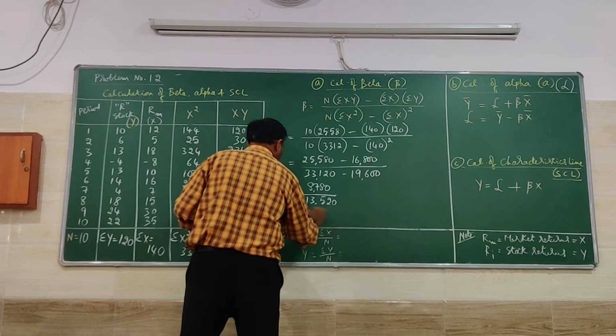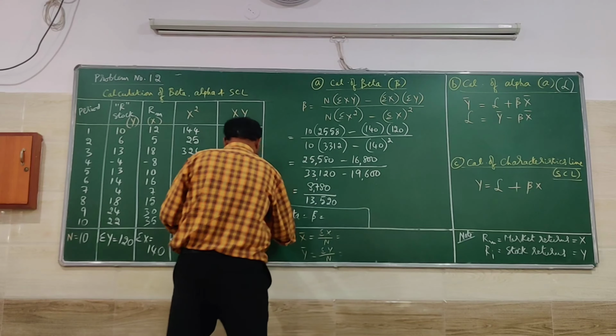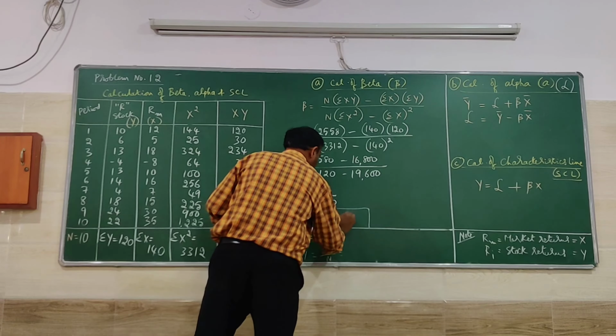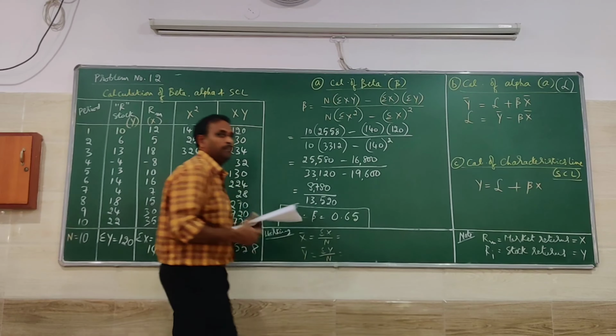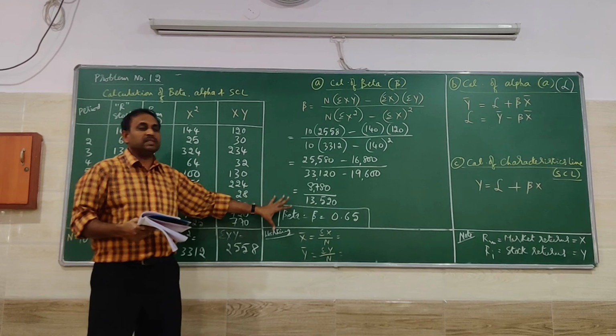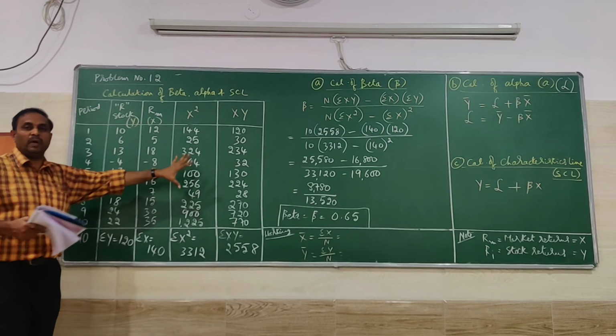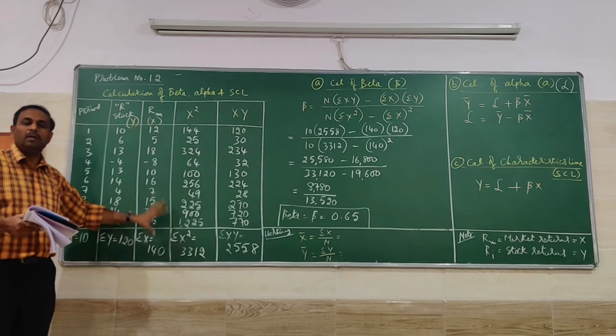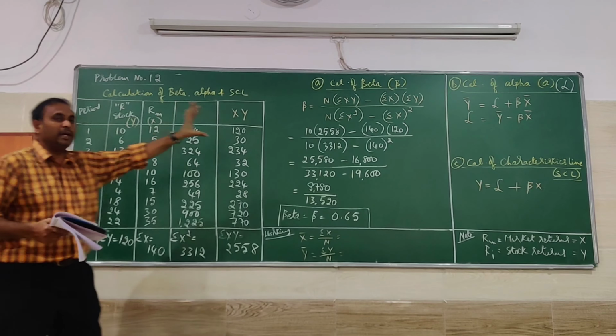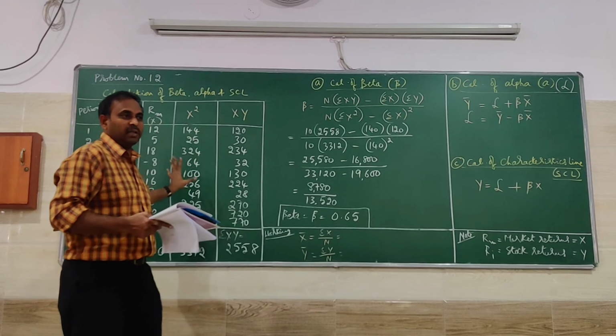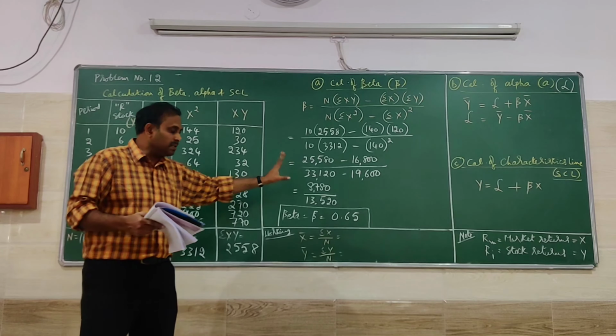So beta value is 0.65. So 0.65, that is the calculation of beta. So you have to be very careful while totaling. You have to total, check once before getting into the formula. If you don't check, there is a possibility of committing a mistake.